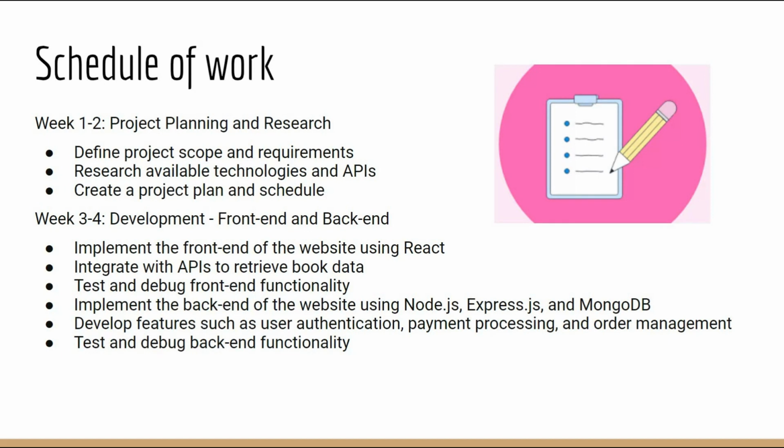After that, the last 2 weeks will be the development phase. We are going to be building the front end and also the back end of the website. We are going to implement the front end using React. We are going to integrate the Google Books API to retrieve the book data. And we are going to build the back end of the website using Node.js, Express, and MongoDB, developing features such as user authentication, payment processing, and order management. And we are going to test and debug the backend and front-end functionalities.